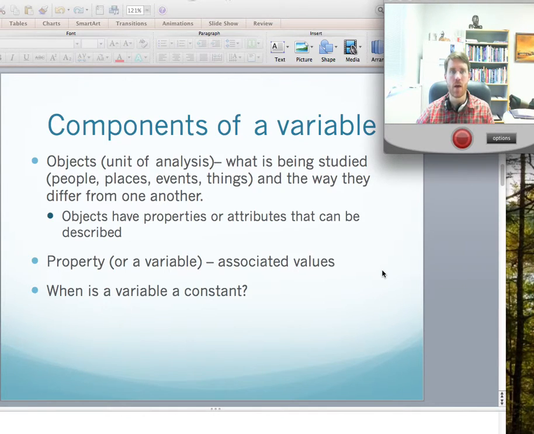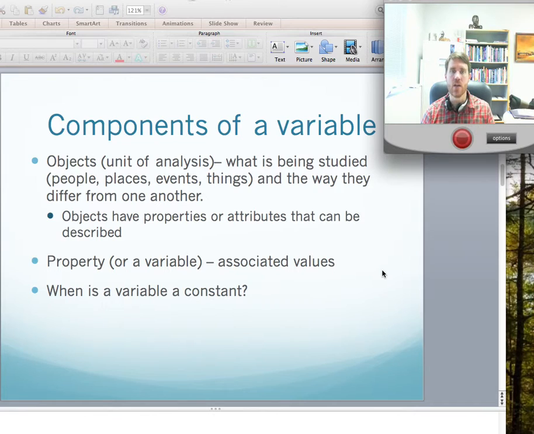Okay, so in coming back, let's break variable into the different components. So in identifying a variable, we have to identify our object and what is our unit of analysis. And so really it's picking out what we want to study, who we want to study, a place, a thing, an event, and the way that this object differs from each other. So let's talk student. The way the student differs from another student. Eye color, hair color, ability, literacy, fluency, math ability. Those are different ways that these objects differ from each other.